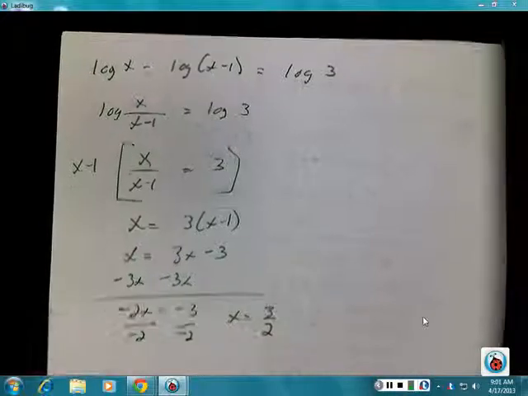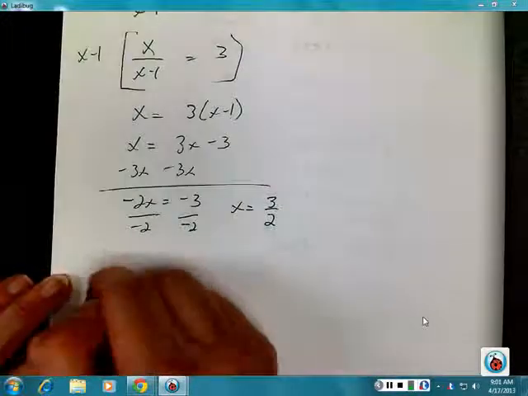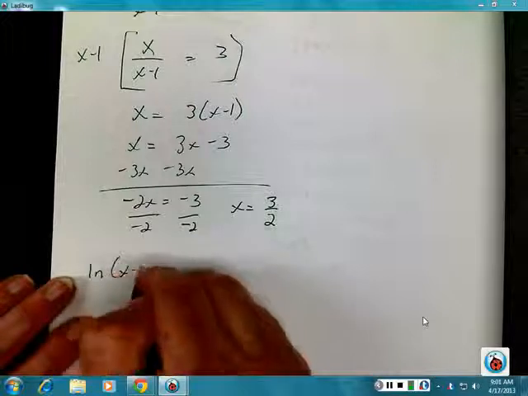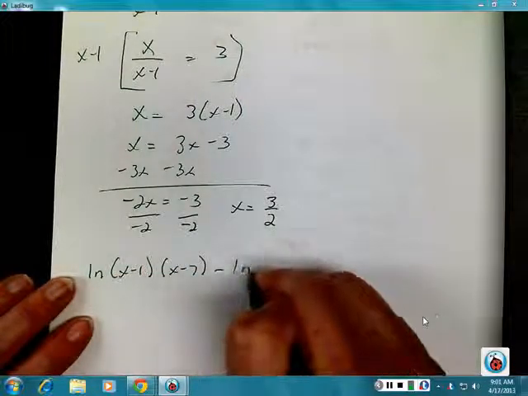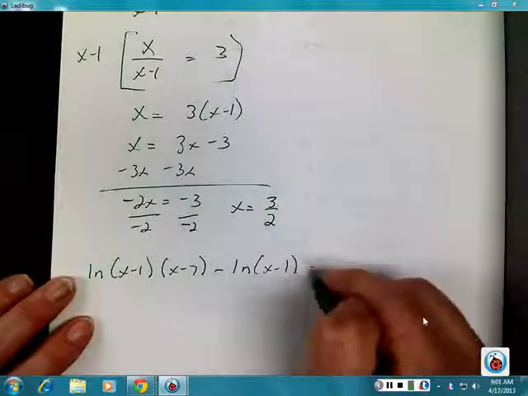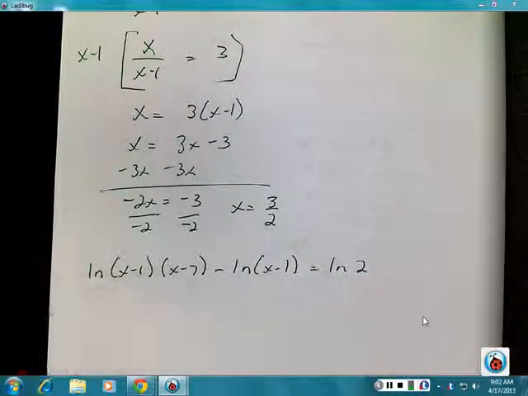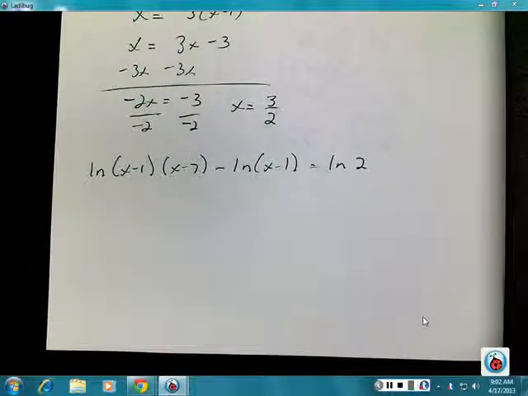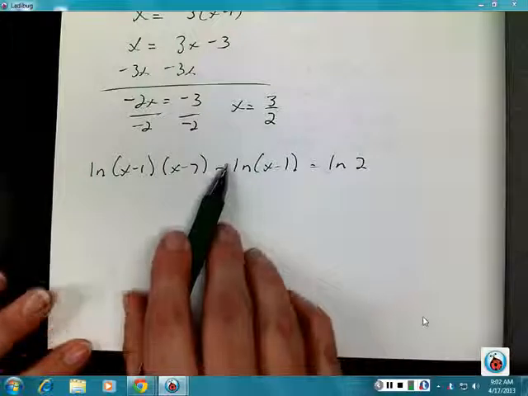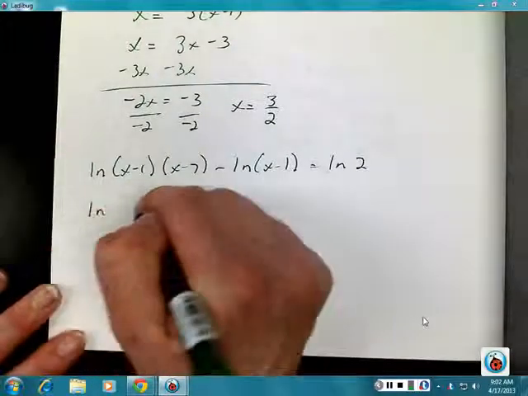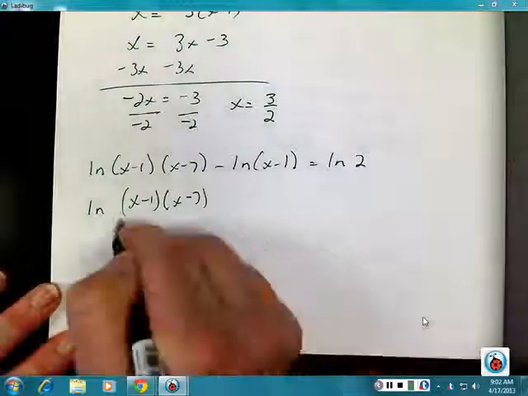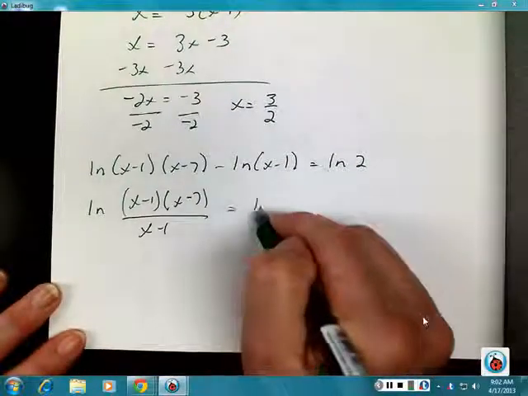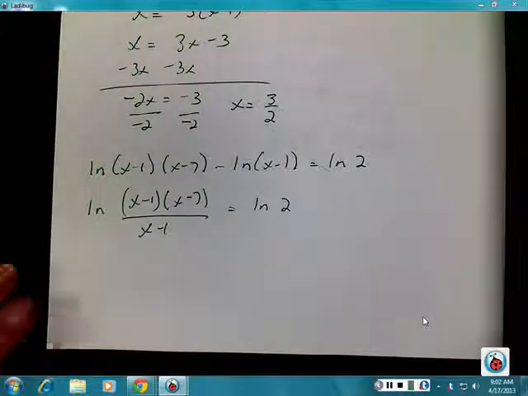Same thing happens if you have natural logs on all sides. So if you have ln of (x minus 1)(x minus 7) minus the natural log of (x minus 1) is equal to the natural log of 2, those are on all sides here. So if I put this back together, I have ln of ((x minus 1)(x minus 7)) over (x minus 1) is equal to the natural log of 2.